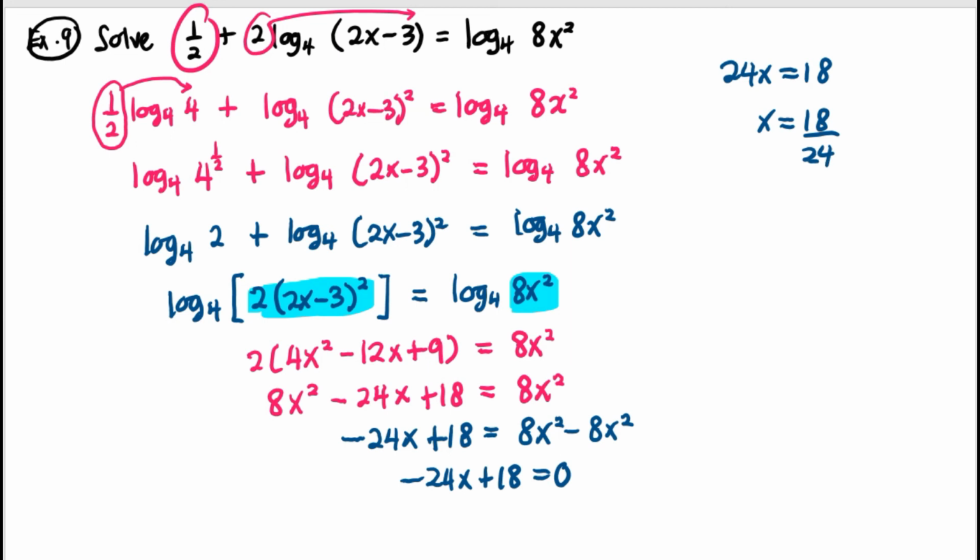You divide with 3, therefore you have 6 over 8. Again you can divide with 2, so you have 3 over 4, right? x is 3 over 4 in simplified form.